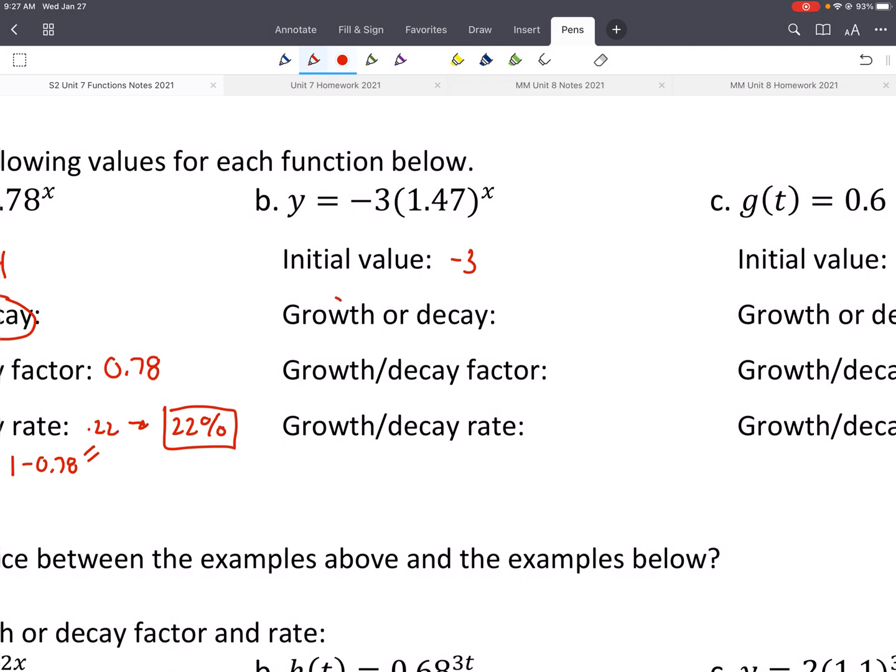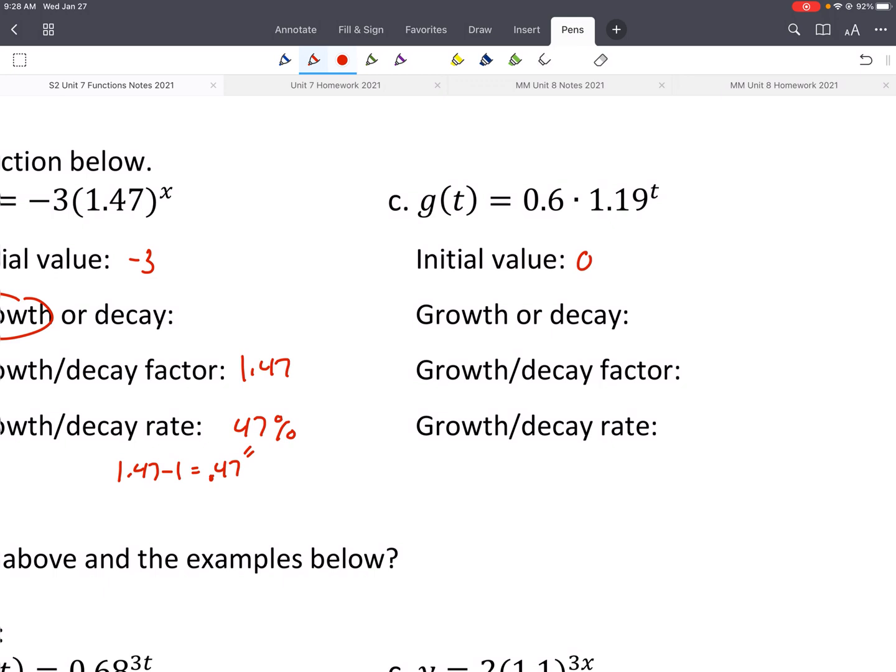So this is going to be growth because it's more than 1. Its factor is 1.47. And then its rate will be 47%. So again, you're going to do the difference from 1. Oops. Give us 0.47, and then we'll write it as a percentage.